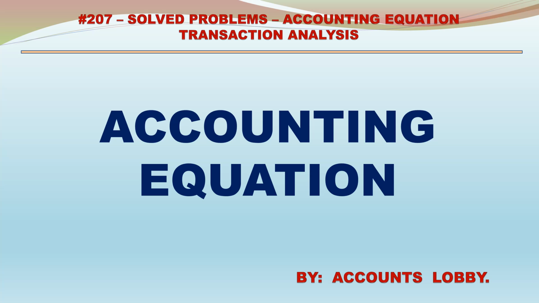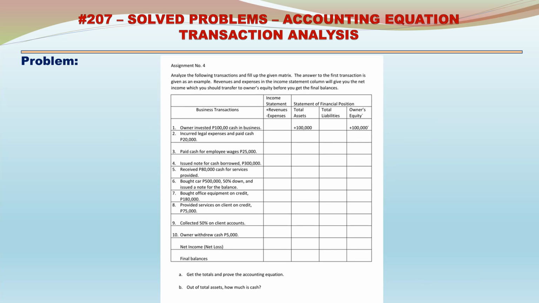Solved problems. Accounting equation. Transaction analysis. Problem: Analyze the following transactions and fill up the given matrix. The answer to the first transaction is given as an example. Revenues and expenses in the income statement column will give you the net income, which you should transfer to owner's equity before you get the final balances.